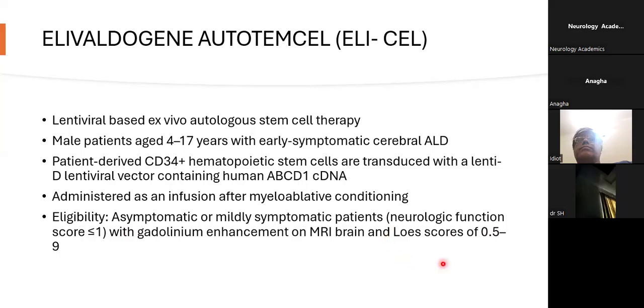As for the method of administration, the patient is initially given granulocyte colony-stimulating factor, after which CD34 plus cells are obtained from the patient by apheresis. Ex vivo, these CD34 plus cells are exposed to the lentiviral vector carrying the gene therapy. This is then administered to the patient after conditioning the patient with busulfan or cyclophosphamide.